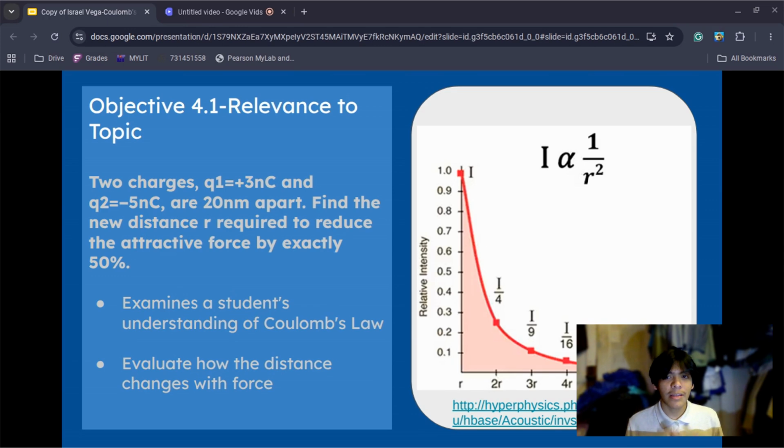And this problem is relevant to this topic because it examines the student's understanding of Coulomb's law and evaluates how the distance changes with force. And it's important that we analyze this change because it's an inverse square law and it's not something that varies directly or just regularly inversely like many scientific laws.